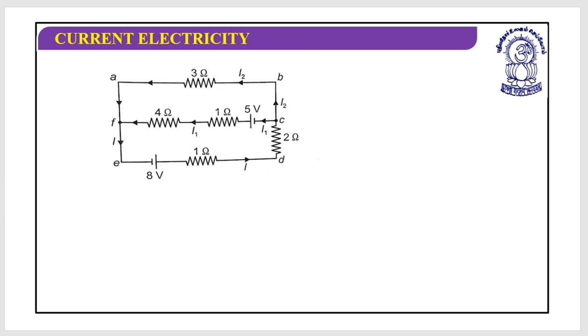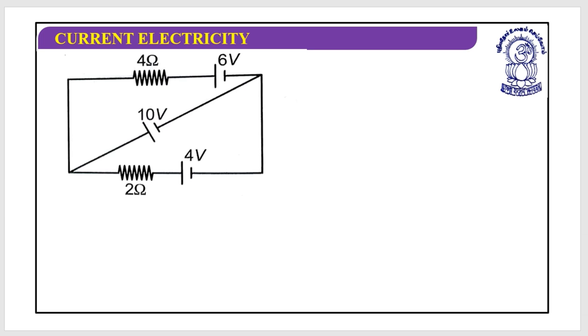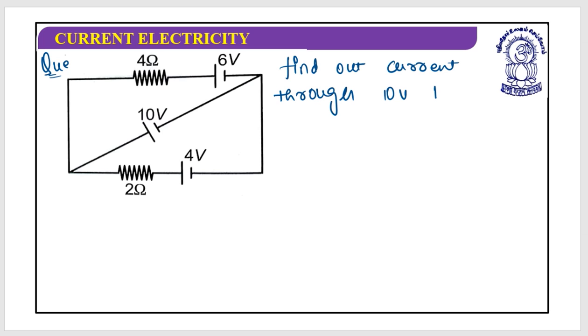Yes, this is the same question. Let's look at this question. Let's suppose we find out the current through the 10-volt battery. Now, in the previous questions, I have already given the direction of current and distribution of current, but here I am not mentioning it, so we need to decide the directions.